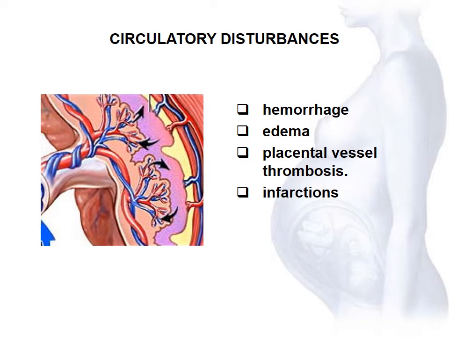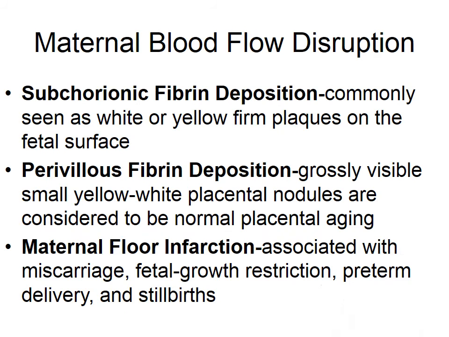Hemorrhage, edema, placental vessel thrombosis, and infarctions are circulatory disturbances. Let's talk separately about maternal blood flow disruption reasons. Subchorionic fibrin deposition is caused by slowing of maternal blood flow within the intervillous space with subsequent fibrin deposition.